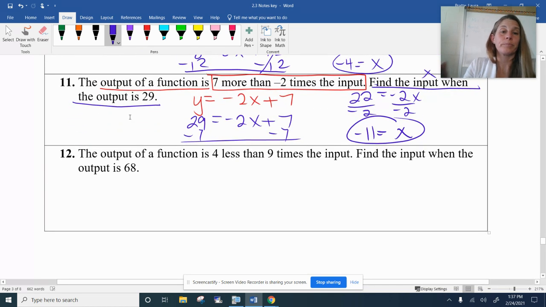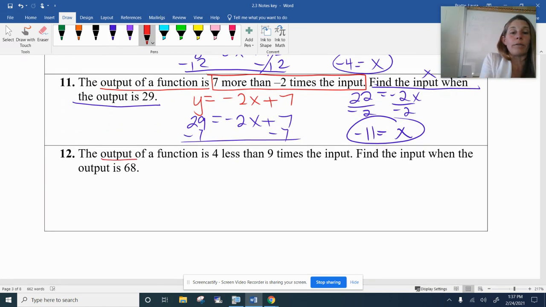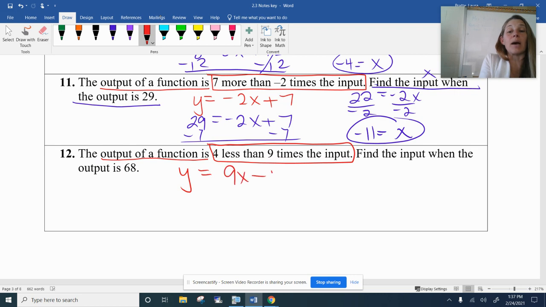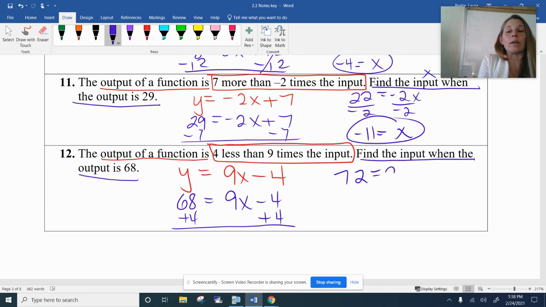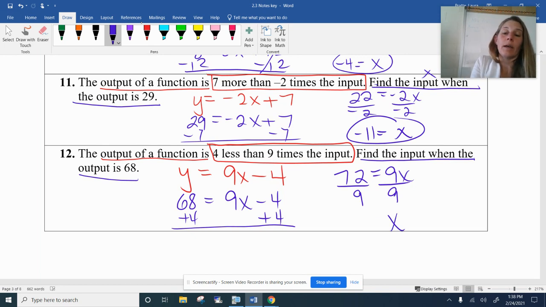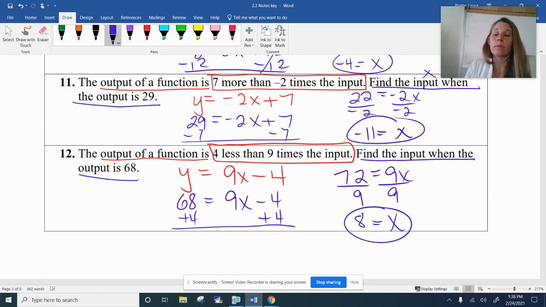And finally, the output of a function is 4 less than 9 times the input. So that's y equals 9x minus 4. And now we want to find that x value, that input, when the output is 68. So putting in my 68 for y, and now solving for that x. So I have 72 equals 9x, divide by 9, and I get x equals 8.